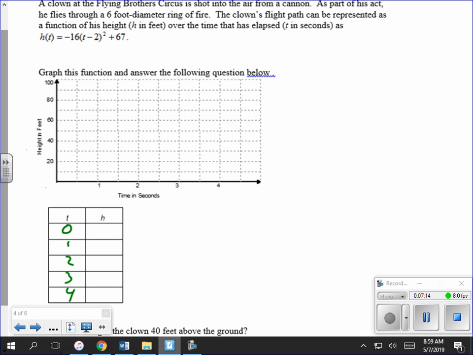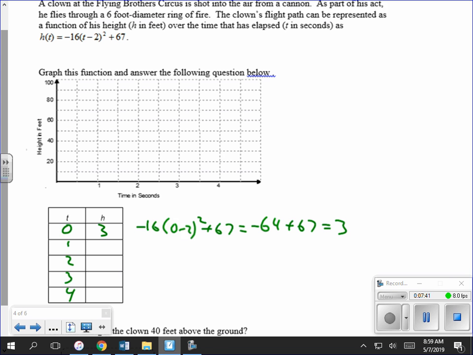So I have negative 16 times 0 minus 2 squared plus 67. 0 minus 2 is negative 2. Negative 2 squared is 4. 4 times negative 16 gives me negative 64, plus 67, that gives me 3. So his height at time 0 is 3. He's 3 feet off the ground to begin with.